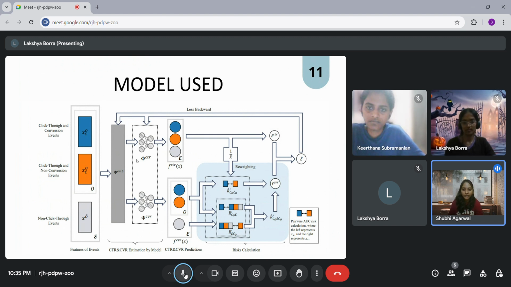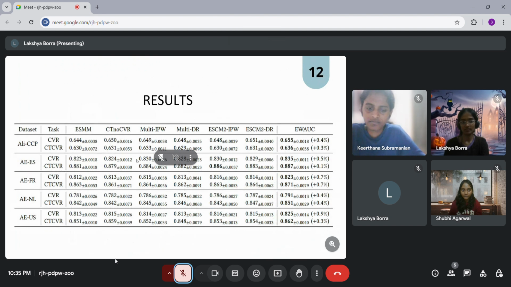Let's move on to the results. Here are the results of our models. The first few models are the ones which solve the issue of selection bias only, and the last few models are the ones which are solving the data sparsity problem only. But the final one, the EWAUC model, is solving both the selection bias and the data sparsity problems, and as we can see, that model is giving better results compared to the previous models.